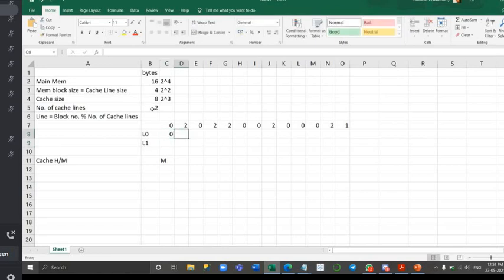It's a cache miss. The next time, when block number 2 comes up, it will compute 2 modulo 2, which is again 0. But line 0 already has the data for block 0, so it will override it with 2. Since it did not find 2 in the first place, this will also be a cache miss.